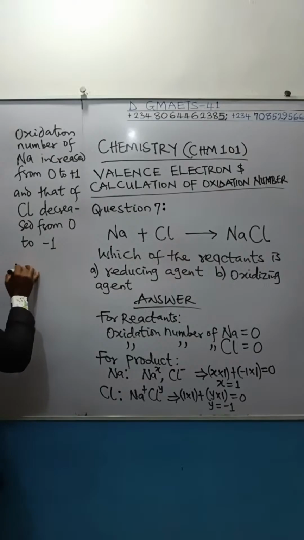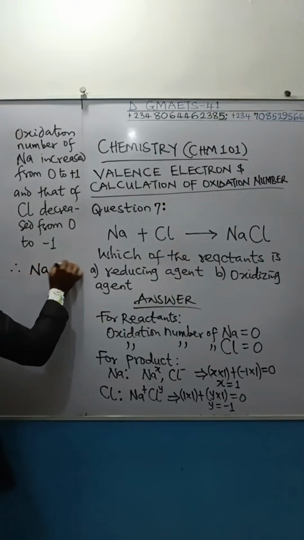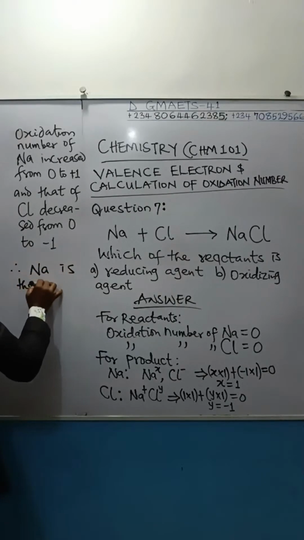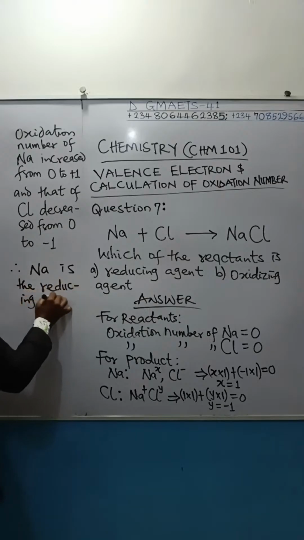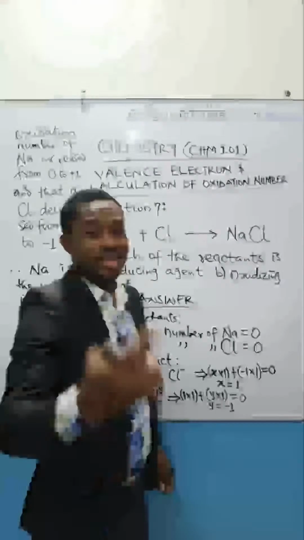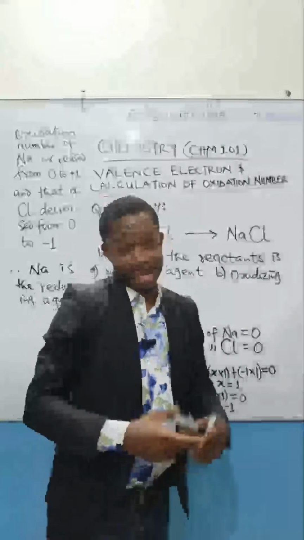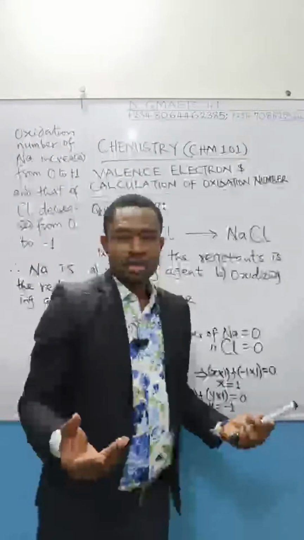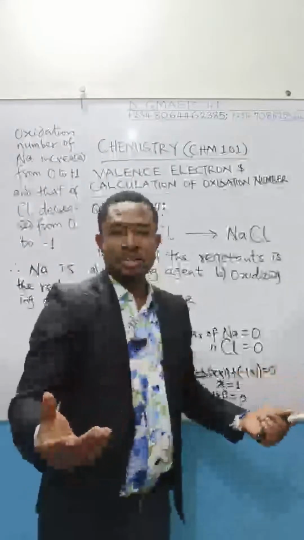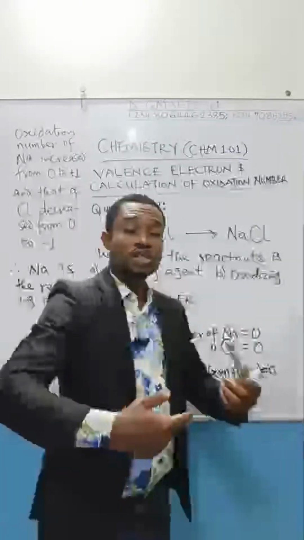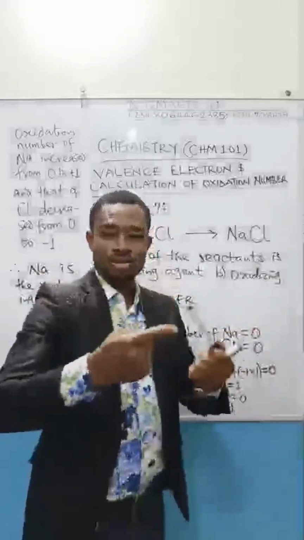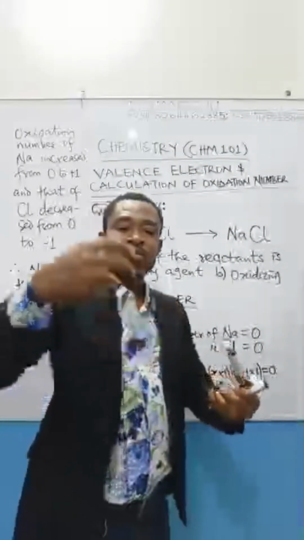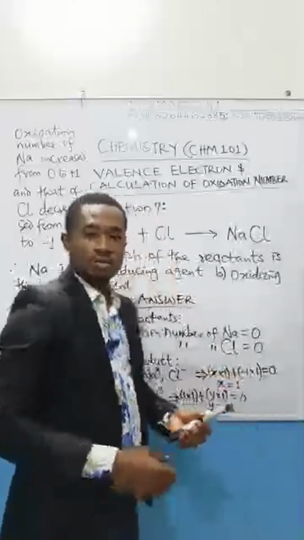Therefore, sodium is the reducing agent. Reducing agent. And I told you because it underwent oxidation. And I explained the reason. Oxidation is loss of electron. And when you lose electron, your oxidation number will increase with regards to what? With regards to more positive value in you.